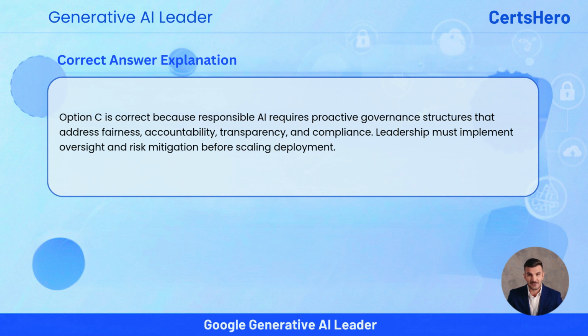Option C is correct because responsible AI requires proactive governance structures that address fairness, accountability, transparency, and compliance. Leadership must implement oversight and risk mitigation before scaling deployment.